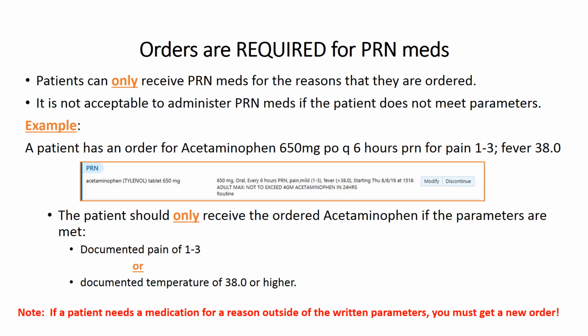Orders are required for PRN meds. Patients can only receive PRN meds for the reasons that they are ordered. It is not acceptable to administer PRN meds if the patient does not meet the parameters. A patient has an order for Tylenol, 650 by mouth every 6 hours, PRN for pain 1 to 3 or a fever of 38.0. So here's the order. The patient should only receive the ordered acetaminophen if the parameters are met. So you need to document pain of 1 to 3 or a documented temperature of 38 or higher. If the patient needs a medication for a reason outside of what's here, you have to get a new order.